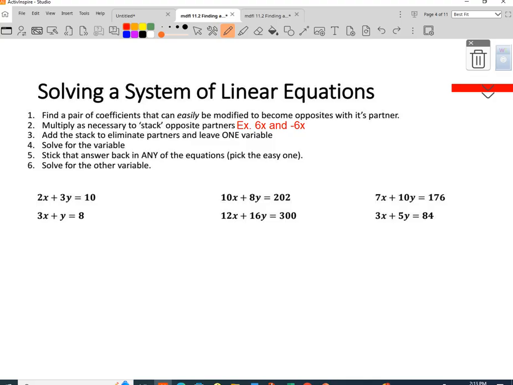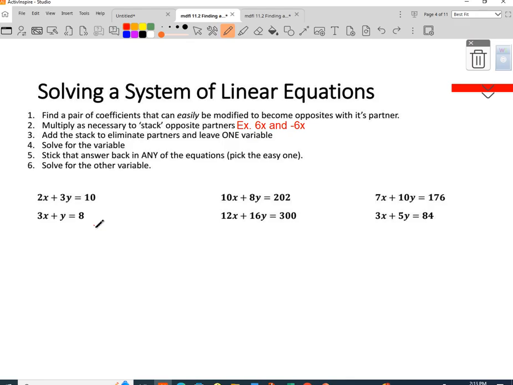So we're going to start with this first example here, and if I'm looking at 2x and 3x, 3y and y, I want to know, can I just add these together vertically? If all the like terms are lined up, if I add these together, could I eliminate an x or a y? I cannot. So what we could do is look at these equations and see, is there something I can multiply one of these equations by where, when I do add them together, it would eliminate a variable.